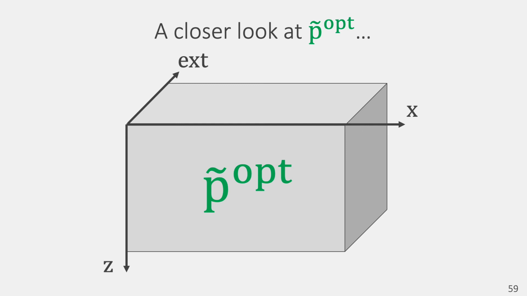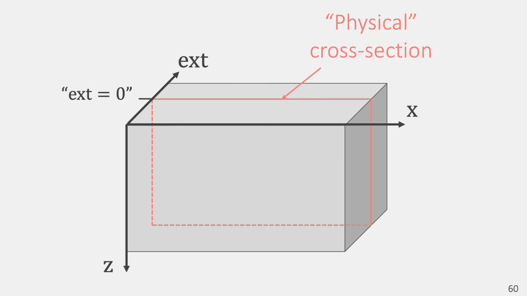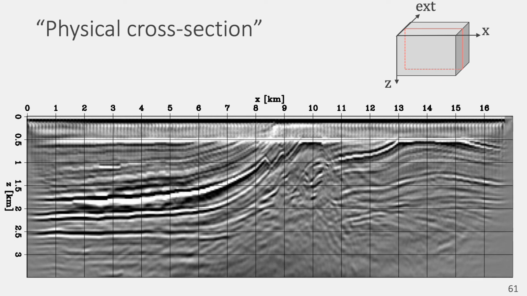In a similar fashion as extended images, there are two very common ways to visualize this extended perturbation. First, we can examine what we call the physical cross-section, which is a set of points belonging to p tilde opt whose coordinates on the extended axis are 0. Here, this physical cross-section is shown with the red contours. And this is what the physical cross-section extracted from p tilde opt looks like for the numerical example based on the Marmousi-2 model we just introduced. As expected, you can see that this section shares great similarities with conventional migrated images.